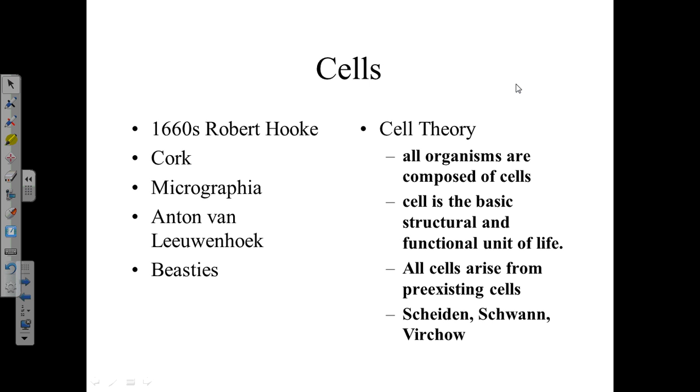And Leeuwenhoek, being kind of the crazy guy he was, he called them beasties. That was the name he gave them. Beasties. Because he thought they were little animals. Turns out they're not, but that's what he thought. And so Leeuwenhoek writes up a paper about this, and he sends it to all the scientists in Europe.